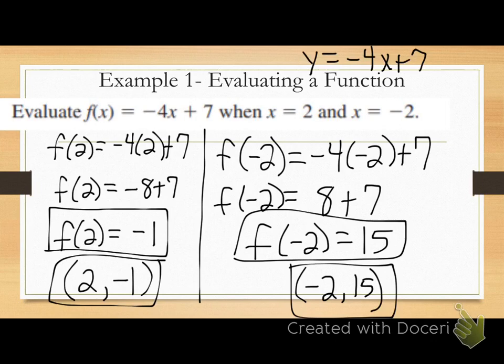So the function evaluated at 2 is -1. The function evaluated at -2 is 15. Any questions on that? Does everyone see how we're just treating f of x like y? We good there? Can I move on?